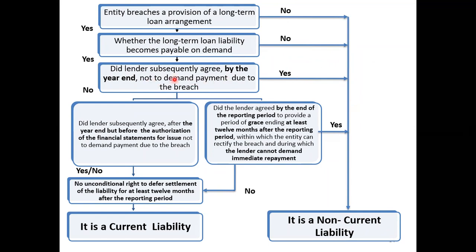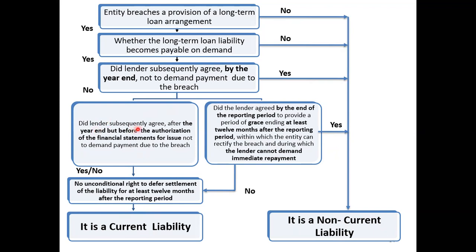If the answer is no, did the lender agree by the end of the reporting period to provide a period of grace ending at least 12 months after the reporting period, within which the entity can rectify the breach and during which the lender cannot demand immediate repayment? If the answer is yes, it goes to non-current liabilities. In other cases, it is always a current liability.